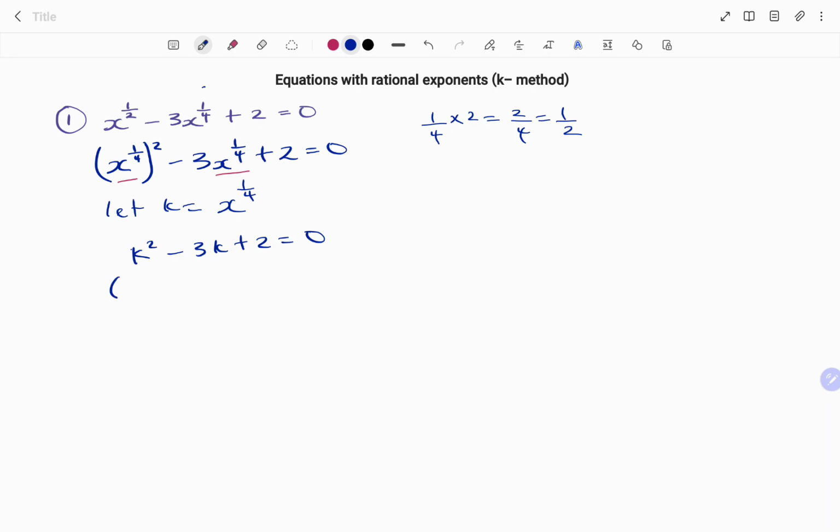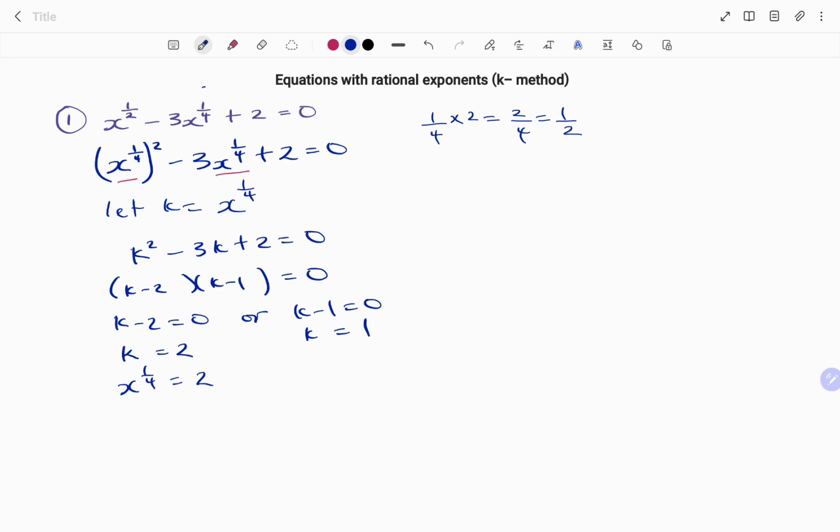If we factorize, we're going to have k minus 2, k minus 1 equals 0. Therefore, k minus 2 equals 0, or k minus 1 equals 0. From here, we have k equals 2, or k equals 1. Substituting back the value of k, we have x to the power of 1 over 4 equals 2.